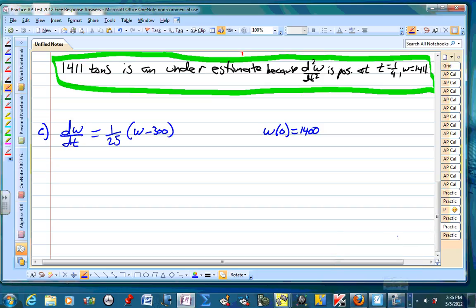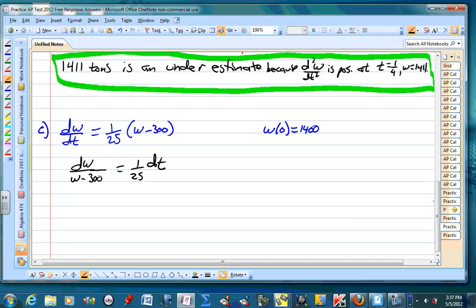Well, here in problem number 5, part C, we're asked to find the particular solution of this differential equation. Now, we've done this a bunch of times. Let's get started. We know that we're supposed to first separate the variables, get all the w's on one side and everything else on the other. So they have dw over w minus 300 equals 1/25 dt.